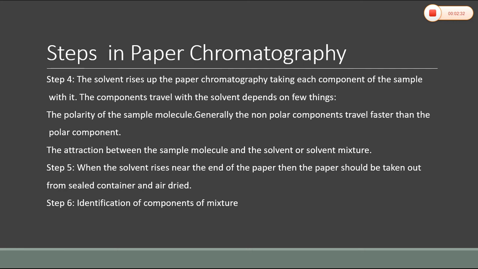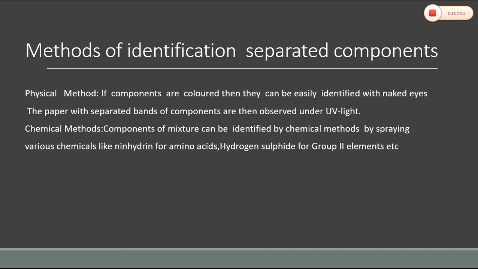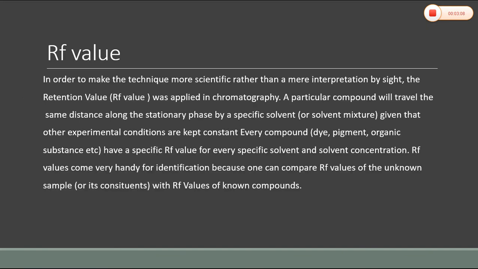The next important step is identification of the components of the mixture. The methods of identification are physical methods and chemical methods. Physical method: the components, if they are colored, can be easily identified with the naked eye. The paper with the separated bands of the components is observed under UV light if they are not colored. In the chemical method, the mixture is sprayed with various chemicals to identify the solute molecules, like ninhydrin for amino acids and hydrogen sulfide for group 2 elements.